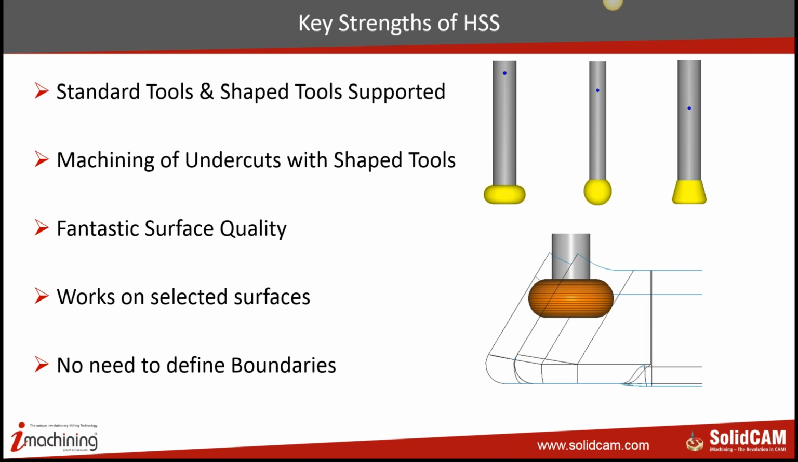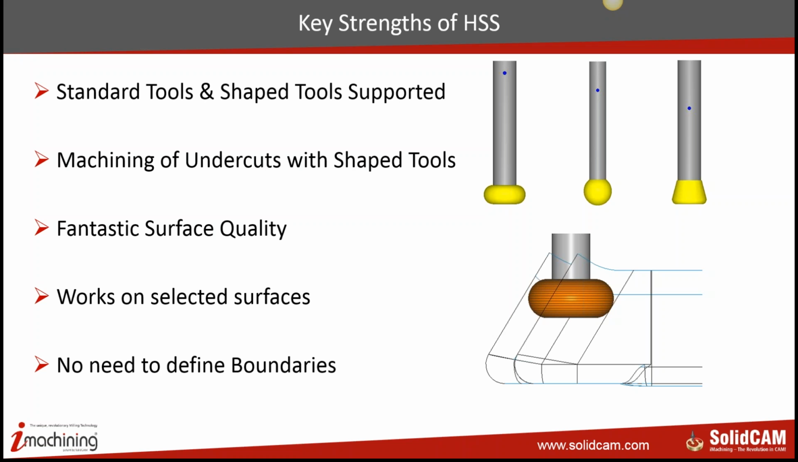The first one is you can use almost any kind of tool inside HSS. You could use standard tools, or you could use shape tools. I have put up a few shape tools, for example, a torus cutter, a lollipop cutter, or a dovetail cutter with a radius. You could use them in machining undercuts, or you could use them on a regular surface itself.